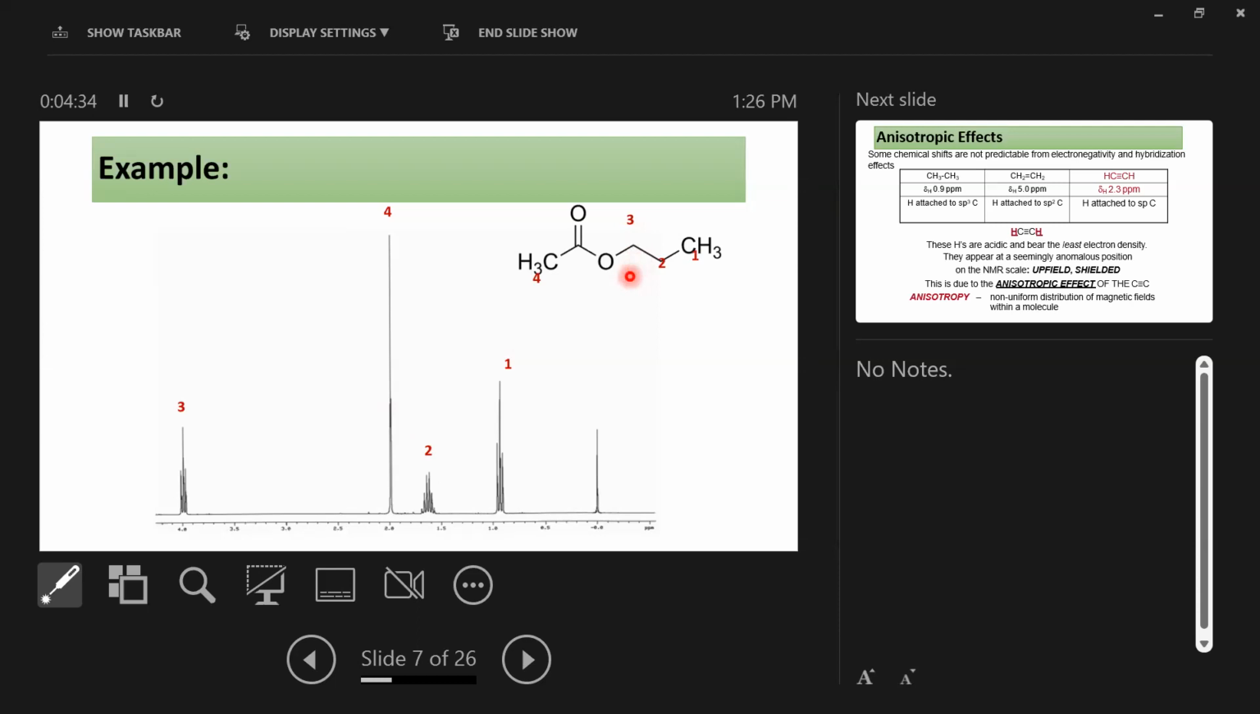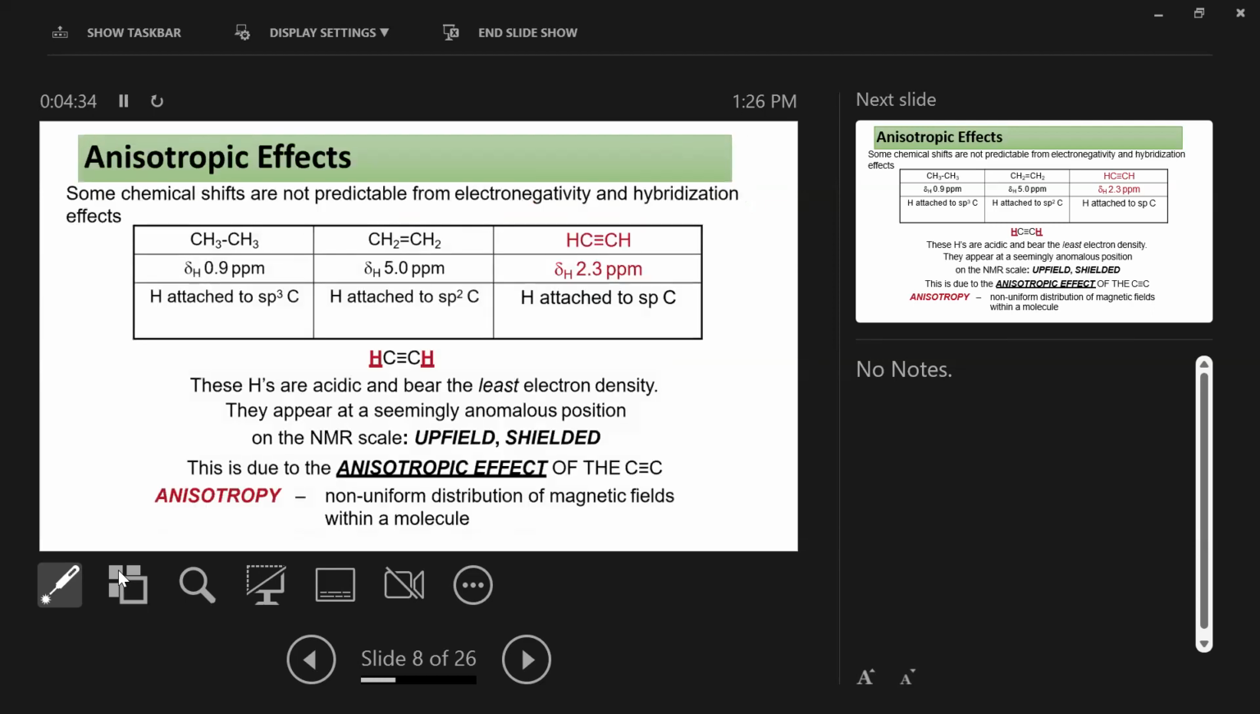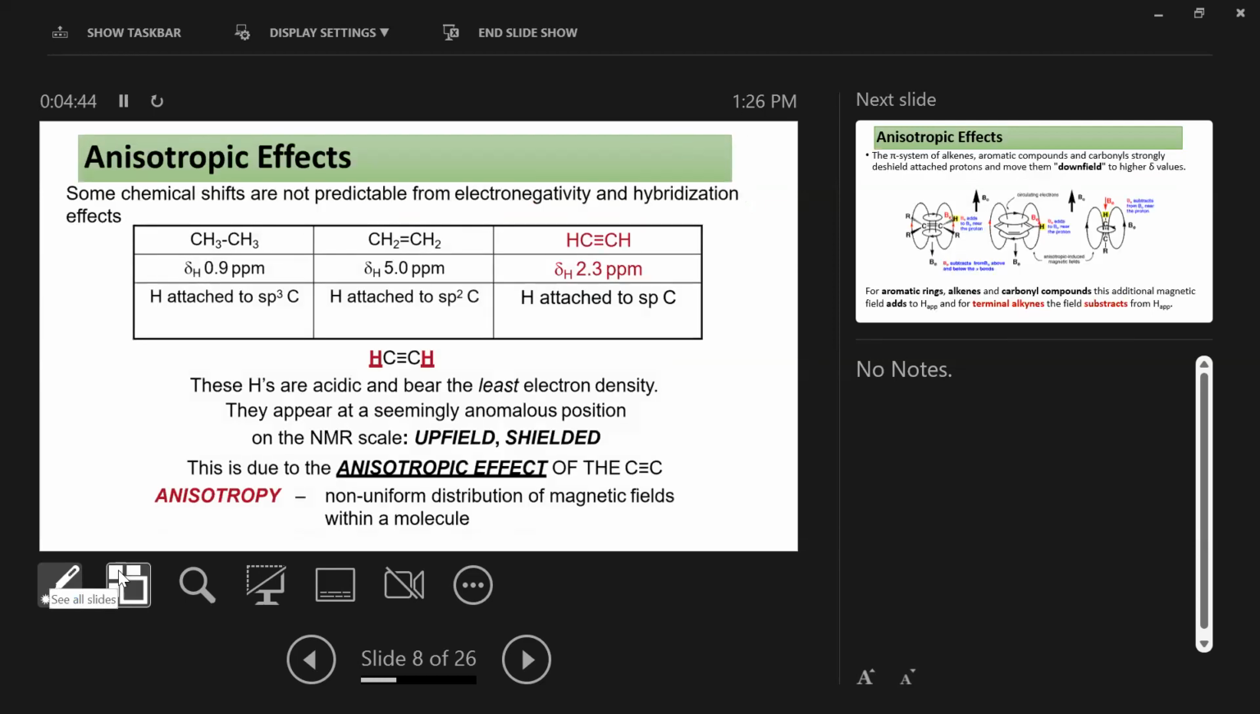All right. So we're now on the anisotropic effect. Some chemical shifts are not predictable by the electronegativity or hybridization effect. So let's look at what we're talking about. So you have ethane, ethene, and ethyne.